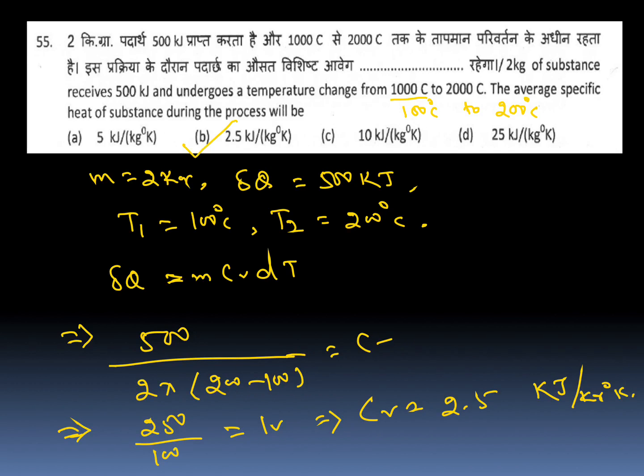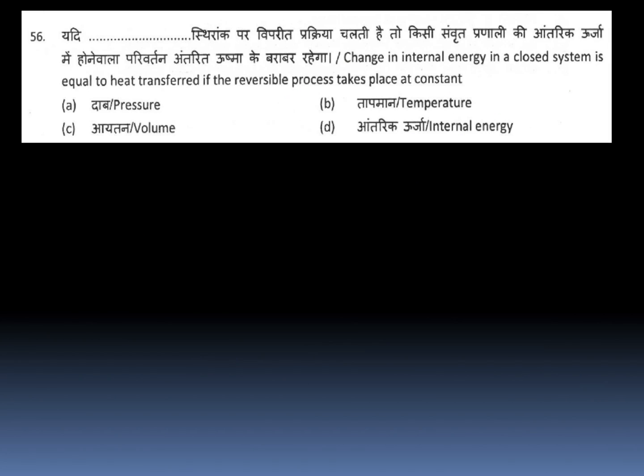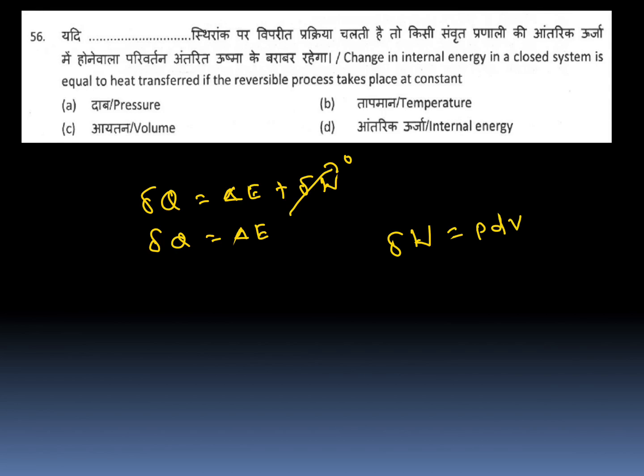Change in internal energy in a closed system is equal to heat transfer if the reversible process takes place at constant volume. Del Q equal to del E plus del W. Delta W is 0 here. Del Q equal to del E. So del W, integration of P dV, dV is 0 when it is a constant volume process. Volume is constant. So option C is your answer.